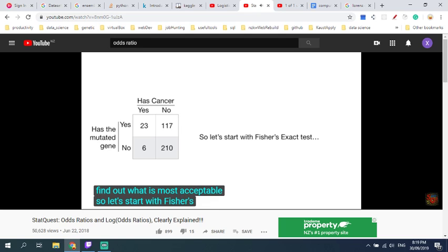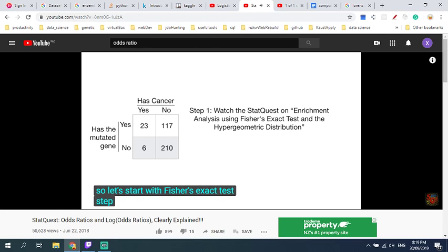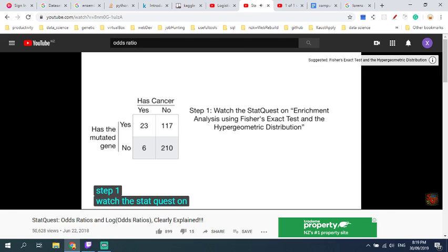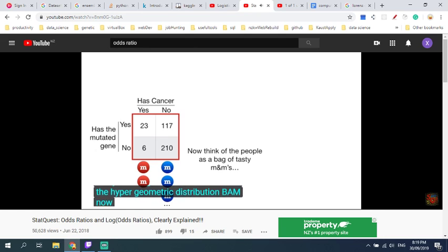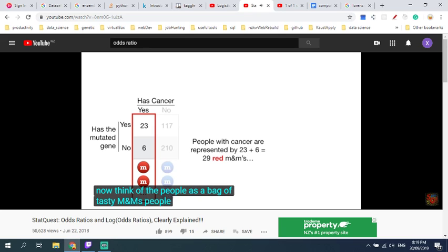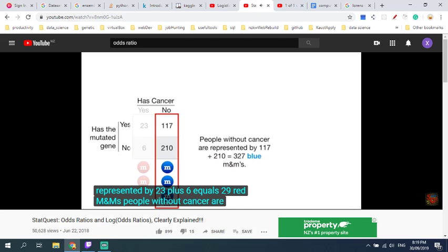So let's start with Fisher's exact test. Step 1. Watch the StatQuest on enrichment analysis using Fisher's exact test and the hypergeometric distribution. Bam! Now think of the people as a bag of tasty M&Ms. People with cancer are represented by 23 plus 6 equals 29 red M&Ms. People without cancer are represented by 117 plus 210 equals 327 blue M&Ms.